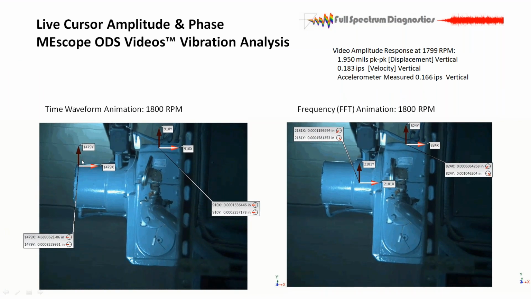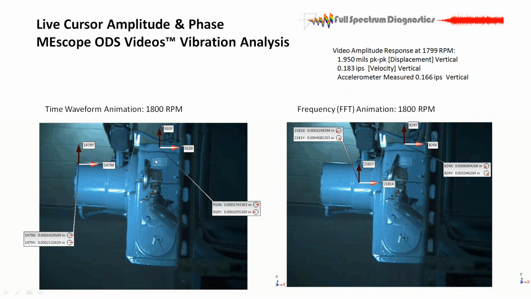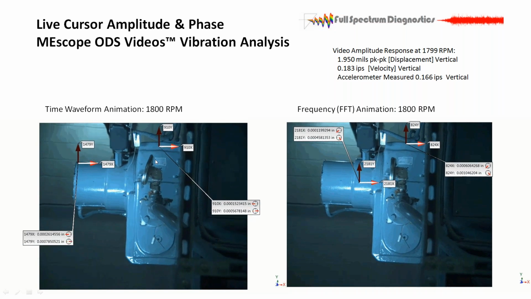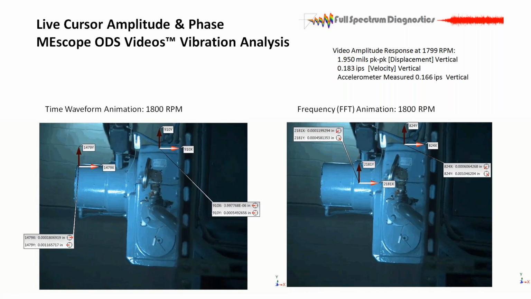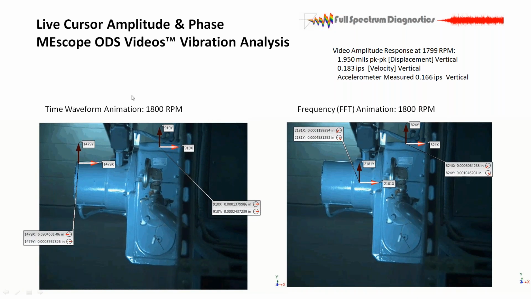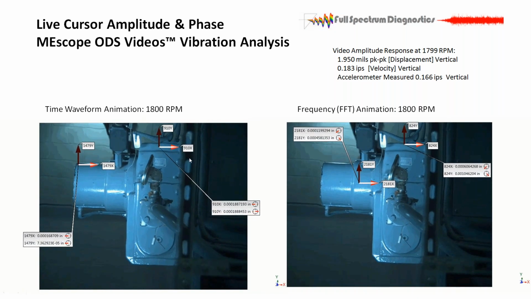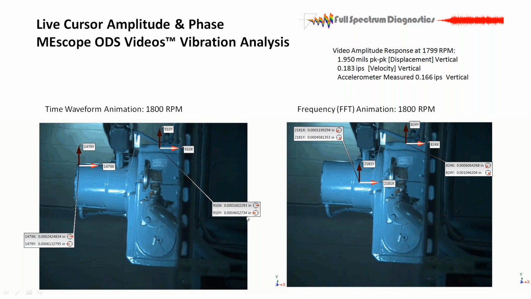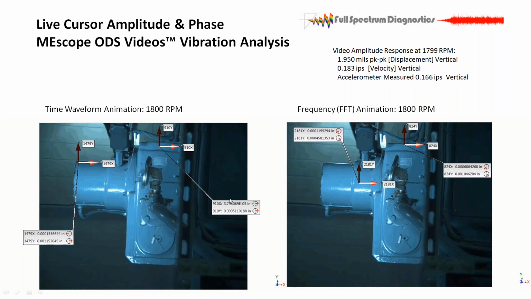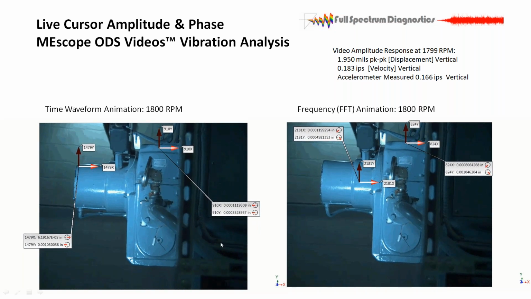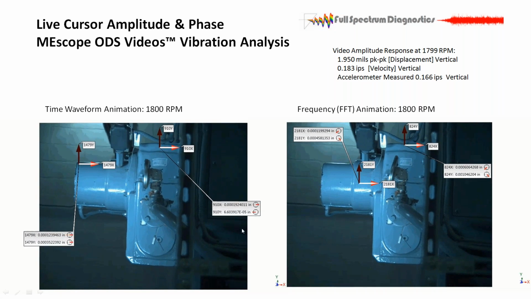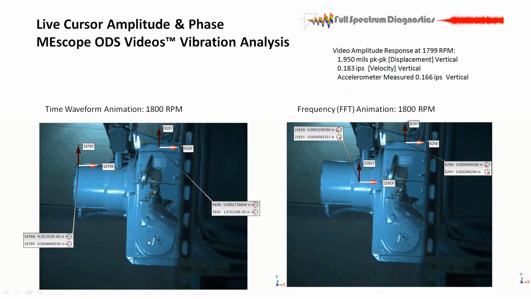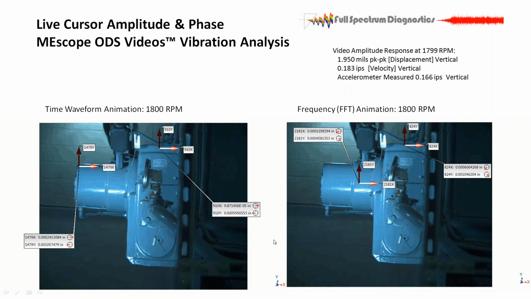But anyway, you can animate with the live cursor. You can select points. That was a little sub-program, and I just got it this morning, so I must have messed something up when I loaded it. 1800 RPM is the speed here, and you can see the amplitude's changing. This is walking through the time waveform, but the phase is changing as well.